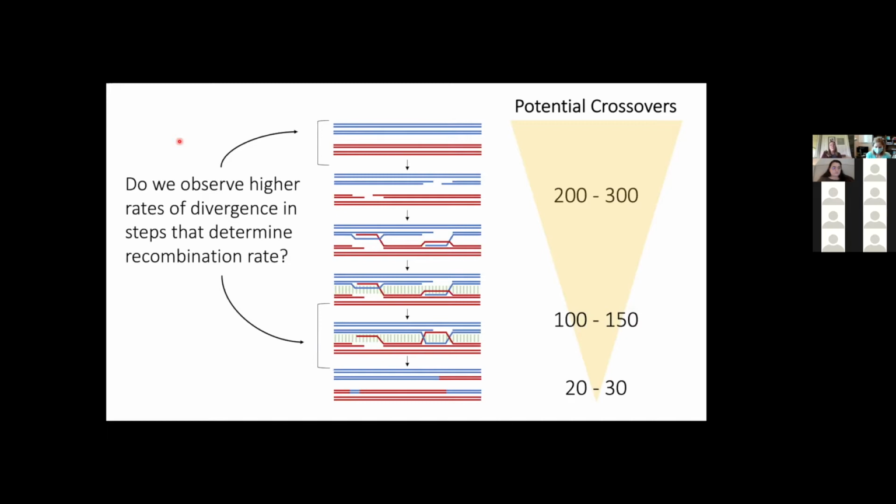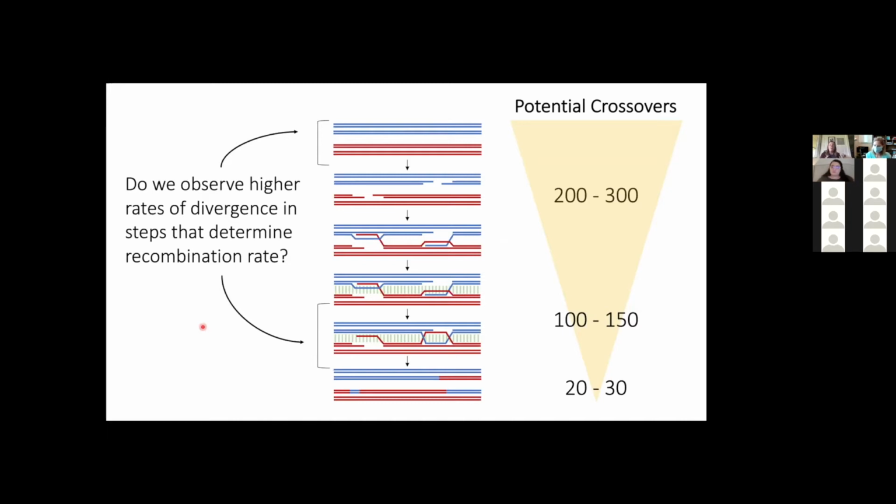So maybe if you have more double-strand breaks, those differences cascade through the entire pathway and you end up with more crossovers. Or alternatively, maybe it's the later steps of the pathway, where those double-strand breaks are determined to be either crossovers or non-crossovers, that are most important for determining recombination rate. Maybe it canalizes or buffers any of the variation that you get at the beginning of the pathway. And it's the genes that regulate this step that are most important in determining divergence and recombination.